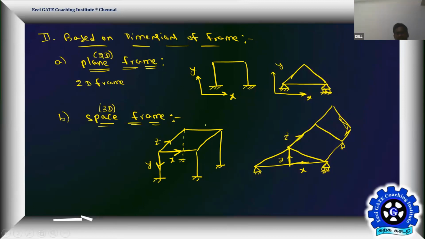Space structures or space frames. 2-dimensional elements are called what? Plane frame. When I say plane, it means 2D. When I say space, what is the meaning of space? 3-dimensional. So in the examination, the questions will be very clear. You have to visualize that. Is it clear to everyone what the difference between plane and space is? Yes, sir. So plane means 2-dimensional elements. Space means 3-dimensional members. Next.